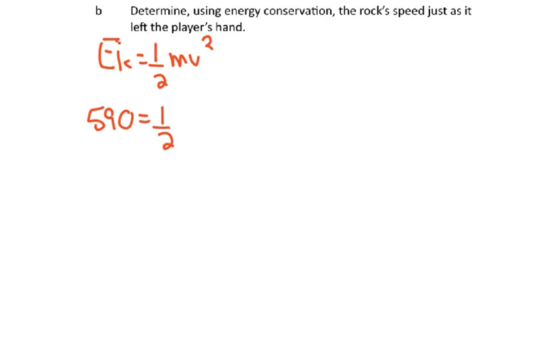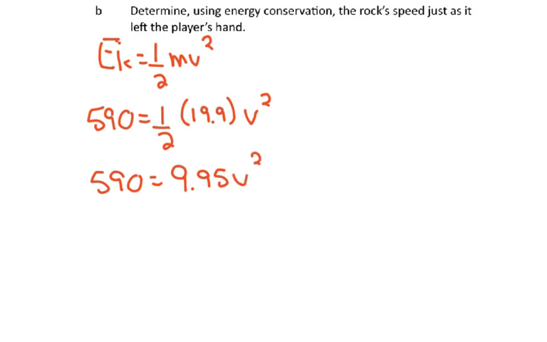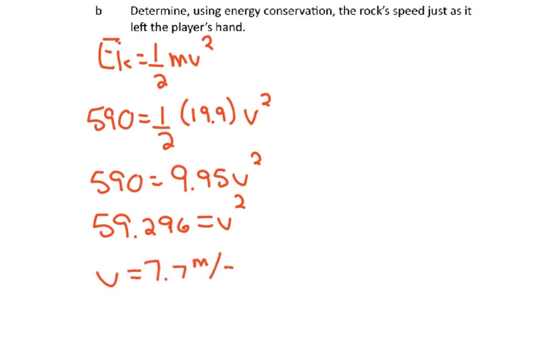And v we don't know. Multiply that 1/2 times 19.9, we get 9.95 v squared on the right. Divide both sides by 9.95 and we get 59.296 equals v squared. Take the square root of both sides, and going to 2 sig figs, we get that v is 7.7 meters per second.